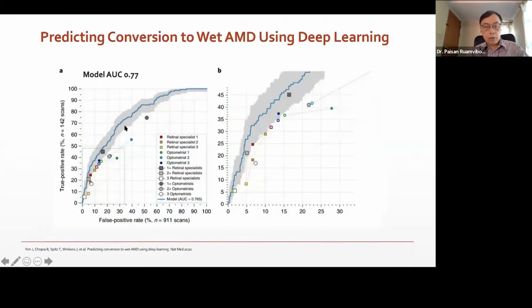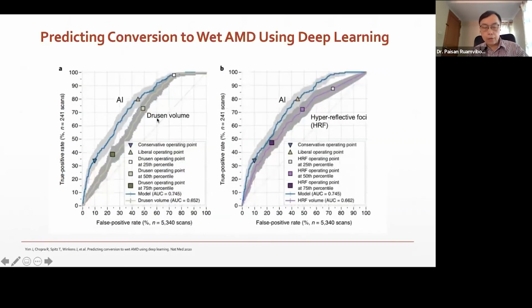Here's the result of this model. They can predict the conversion at 6 months quite accurately, with an AUC of 0.77. Well, if you compare to the expert grading, they are lower than the AI. And if we use other biomarkers like drusen volume or even hyperreflective foci, they are far below the performance of the AI, which is the blue line here.